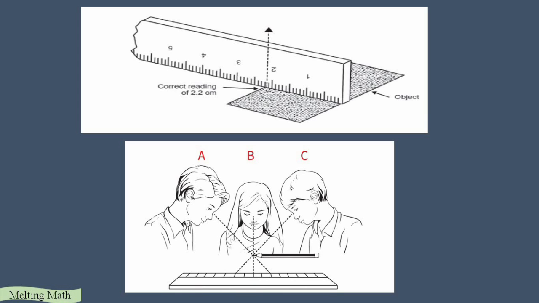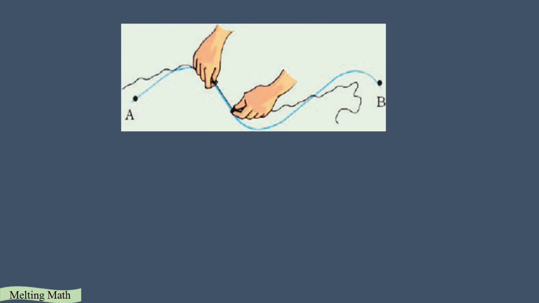Next we are going to find the length of the curved line. If it is a straight line, we can easily measure it with a ruler, that scale. If it is curved, what can we do? There are two methods to measure the curved line. One is the string method, another one is the divider method.